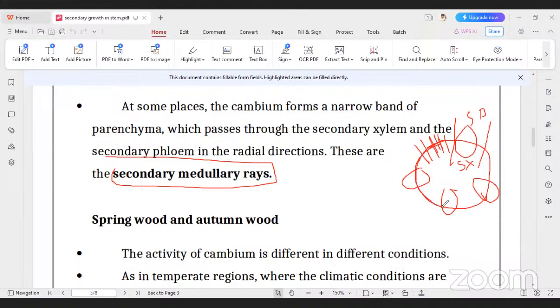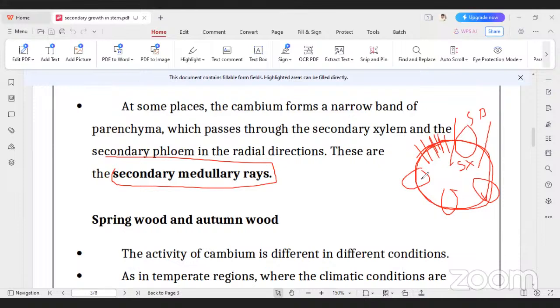One cambium ring, in spring, during the favorable condition, when more leaves and flowers are formed, right?